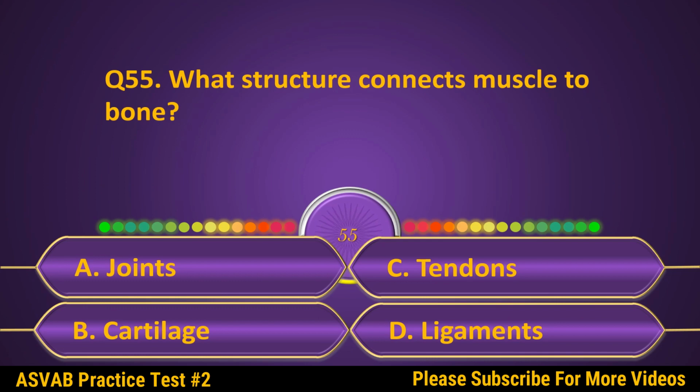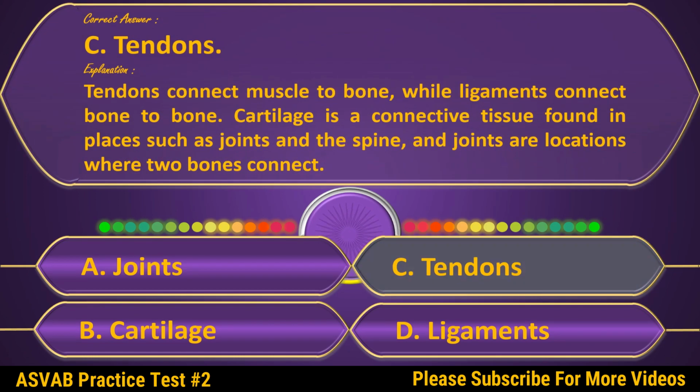Question number 55. What structure connects muscle to bone? The options are A. Joints, B. Cartilage, C. Tendons, D. Ligaments. The correct answer is option C, tendons. Tendons connect muscle to bone, while ligaments connect bone to bone. Cartilage is a connective tissue found in places such as joints and the spine. And joints are locations where two bones connect.